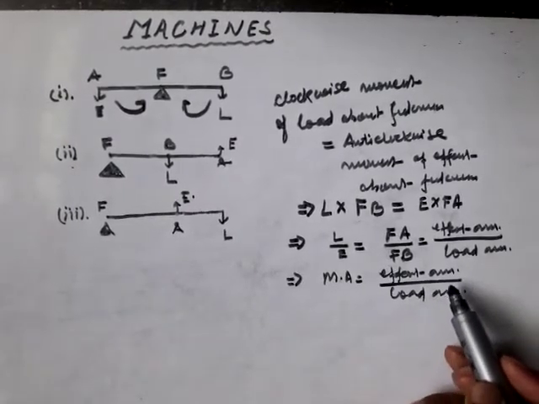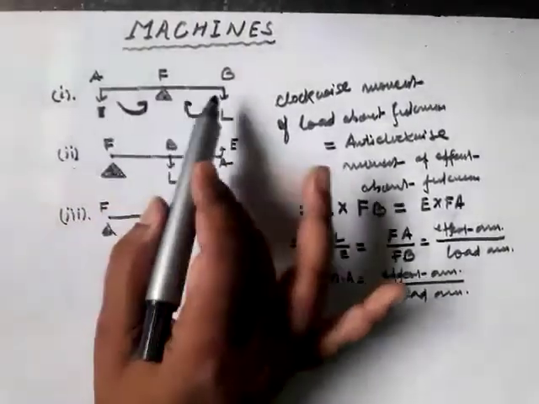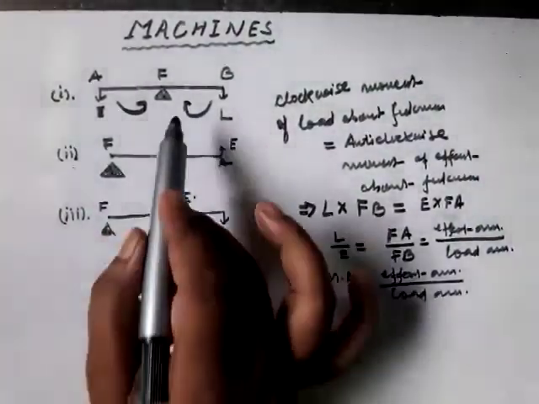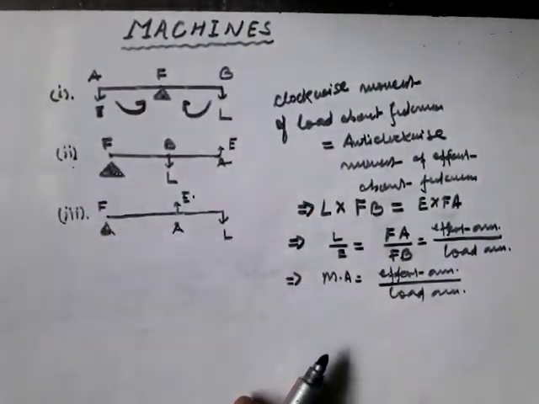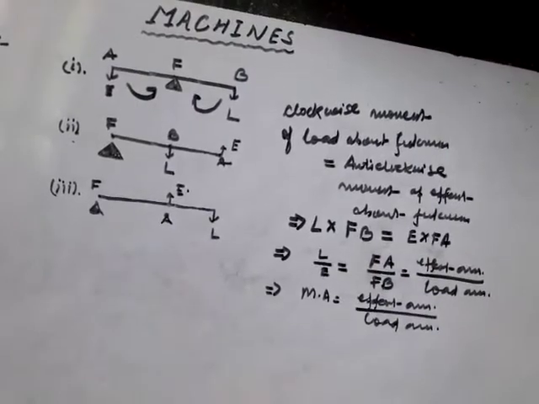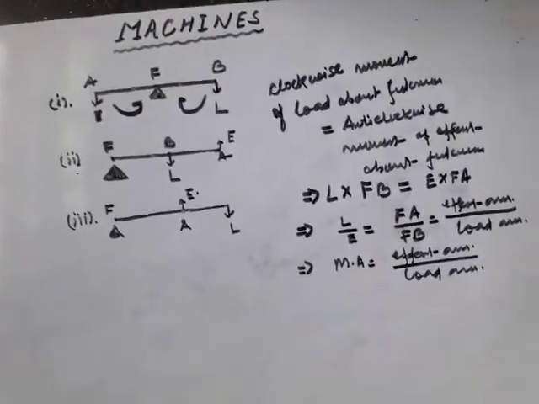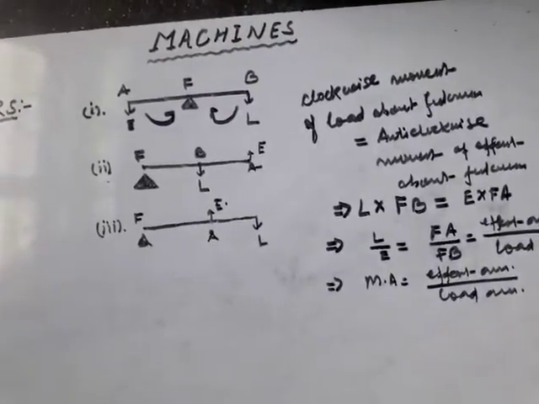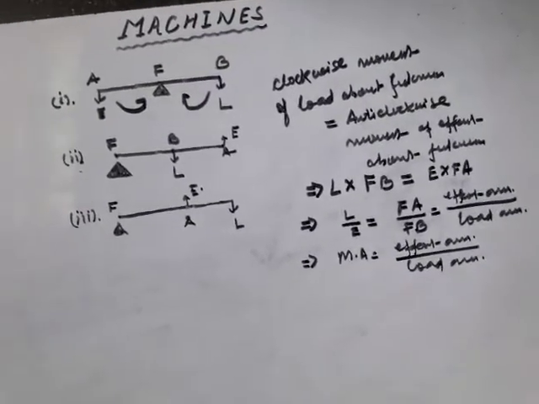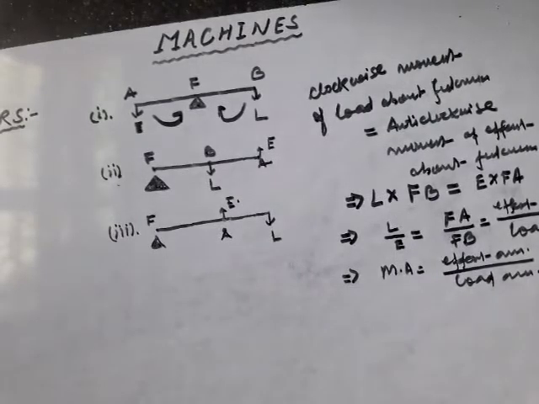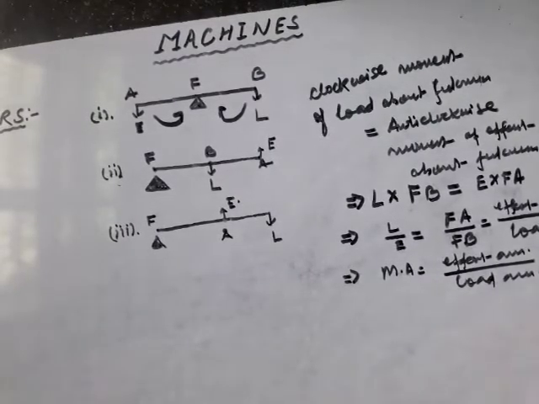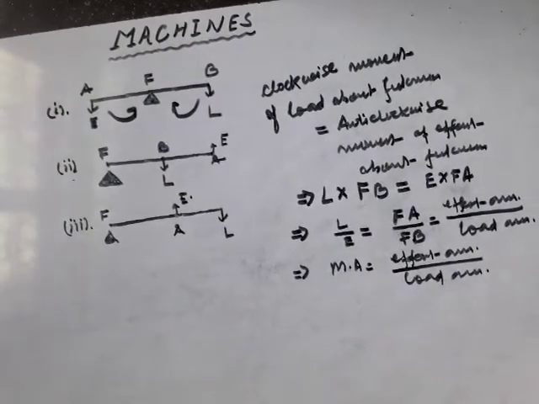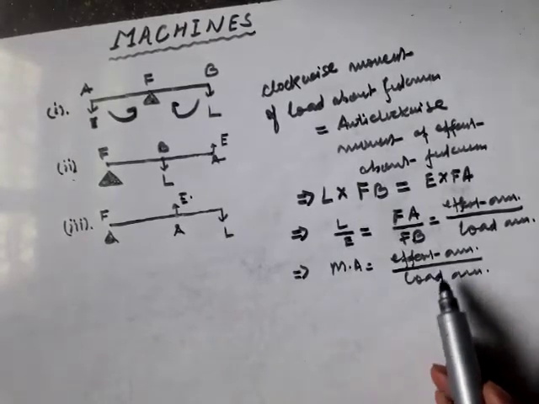Due to the relative position of the load arm and the effort arm, we are able to differentiate class 1, class 2 and class 3 levers. So this is the condition we have to follow. Here is the condition we are getting: MA equal to effort arm upon load arm.